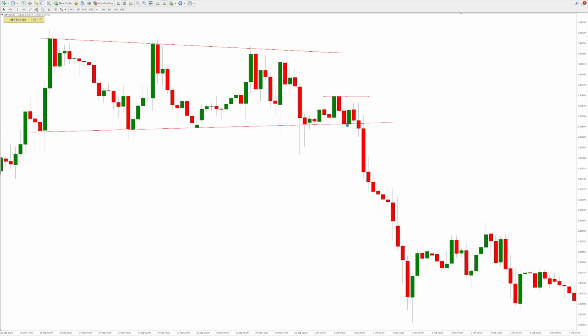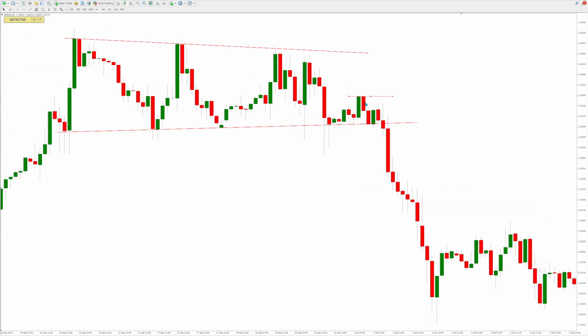Got this level of support here. This is the neckline of the triple top candlestick pattern. We can expect a breakout to the downside. That's exactly what we got here. And then obviously lots of traders are watching this setup, as is evident by that big bearish candle there.